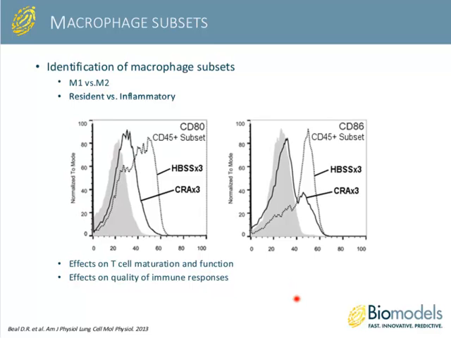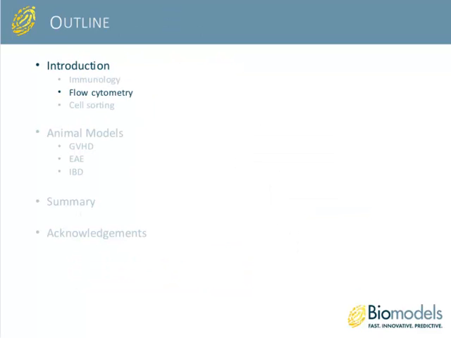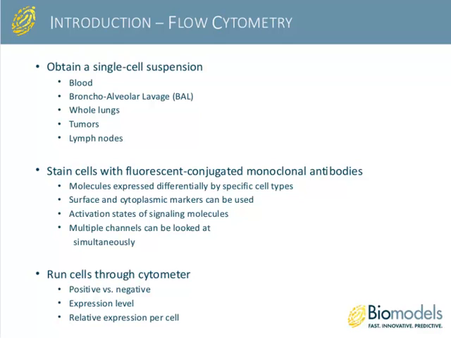So looking at the macrophage function can tell you a lot about the mechanism of action of the T cell maturation and function, and the long-term effects on the quality of the immune response. So that segues nicely into the next section, which is flow cytometry. So I'll just give a very basic overview of this. So you can obtain a single cell suspension, and that can be from just about any organ. These are some of the ones we run commonly here.